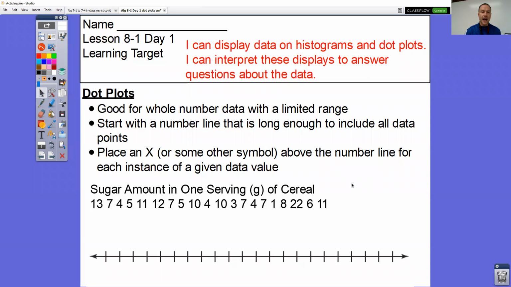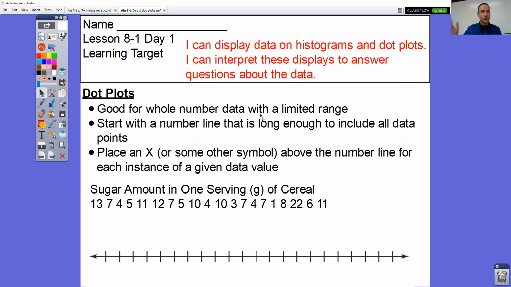This is a lesson for algebra for section 8-1, day 1. What we're talking about today are histograms and dot plots. So a dot plot is a good way for whole number data to be represented that has a limited range.